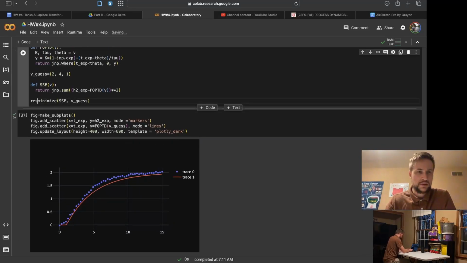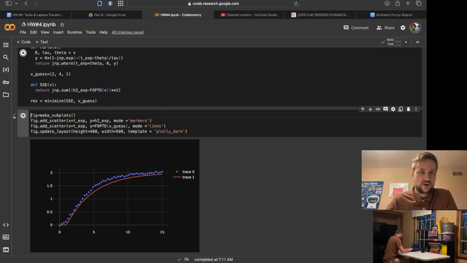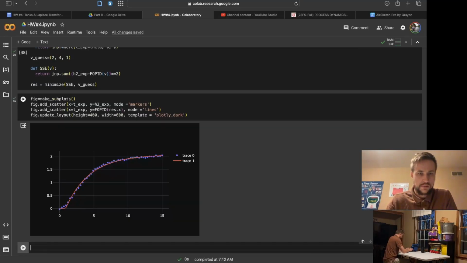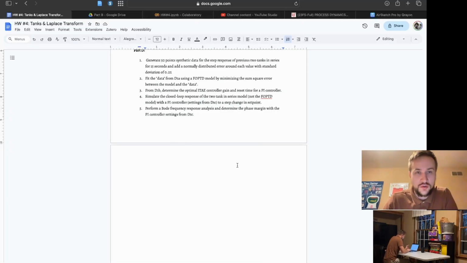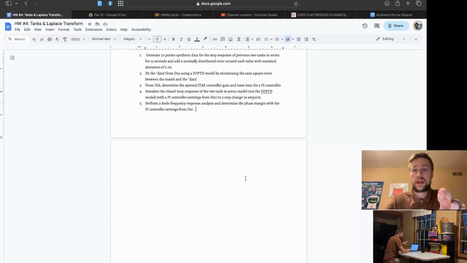So we're going to call our minimized value result, and then we want to see what happened. Okay, so there we have our optimized parameters for kicking off our ITAE and our initial FOPTD. And now what we're going to proceed with is showing the optimal controller gain and reset time for a PI controller.